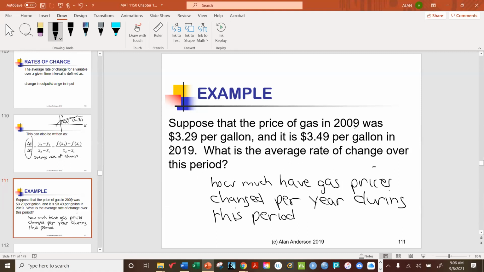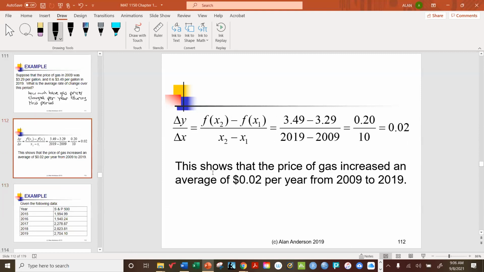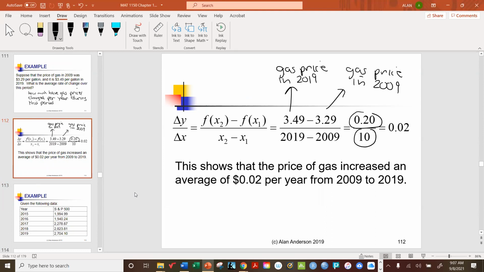Now, this one is so simple, you could probably do it in your head, but we want to formally go through these steps. So we have delta y over delta x. In this case, f of x2 means the gas price in 2019. This is the gas price in 2009. And of course, in the denominator, we have the actual years. The key detail here is that gas has gone up 20 cents a gallon over 10 years, which represents an average increase of 2 cents per gallon per year.